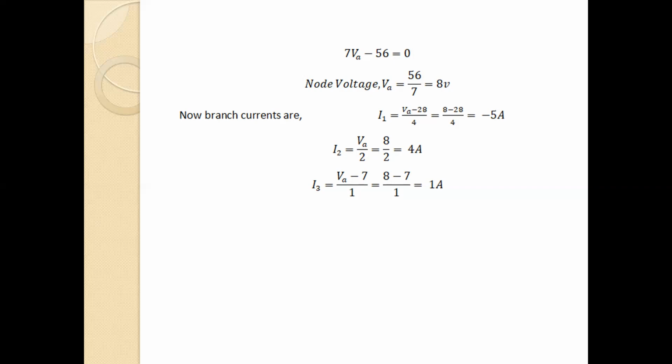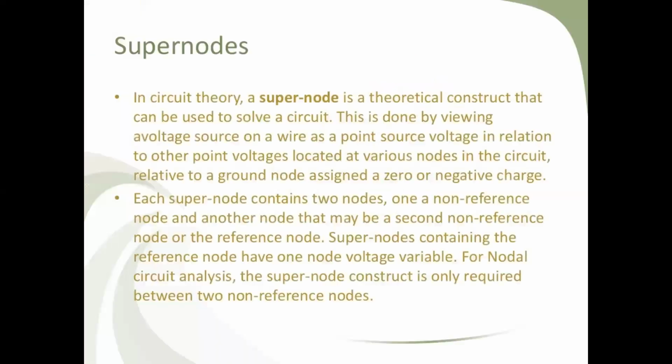I1 is equal to (VA minus 28) by 4. We have already got the VA value, which is 8. So (8 minus 28) by 4 is equal to minus 5 amperes. Then I2 is VA by 2, which is 4 amperes. And I3 is equal to (VA minus 7) by 1, which is equal to 1 ampere.